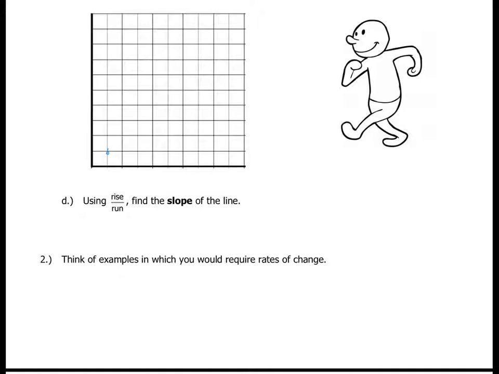So I'm going to put that graph back on there. You should already have the graph and make it have a straight line because it went up by 250 each time, and it went over by 1. So using the rise over run, find the slope of the line. Well, it goes up 250 for every 1 minute. So 250 feet per 1 minute.